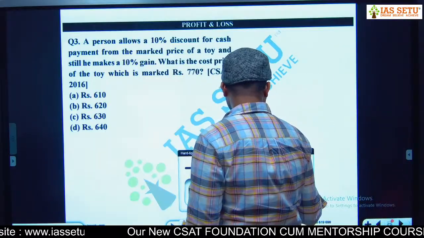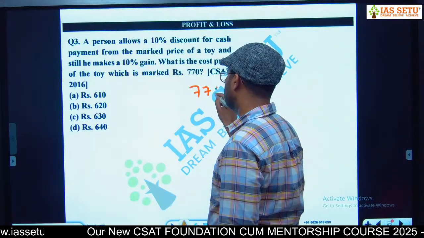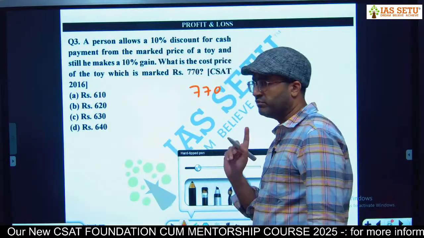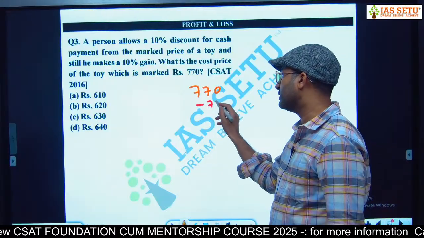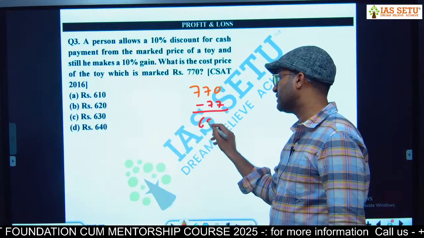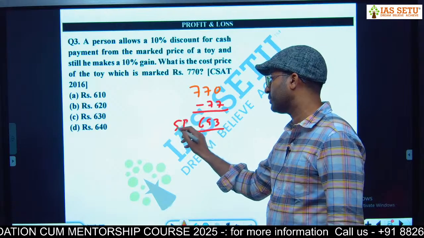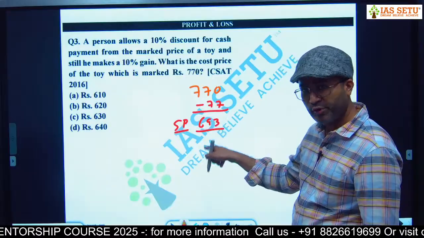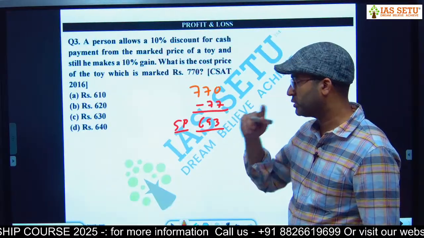See here, the price mark is 770 and I give 10% discount. डिस्काउंट इज ऑलवेज गिवन ऑन मार्क प्राइस, तो मैंने 77 रुपीज का डिस्काउंट दे दिया. 693 रुपीज इज द सेलिंग प्राइस, विच इंक्लूड 10% प्रॉफिट. इसमें 10% प्रॉफिट भी है. यू हैव टू फाइंड द कॉस्ट प्राइस. यूज आंसर ऑप्शन.